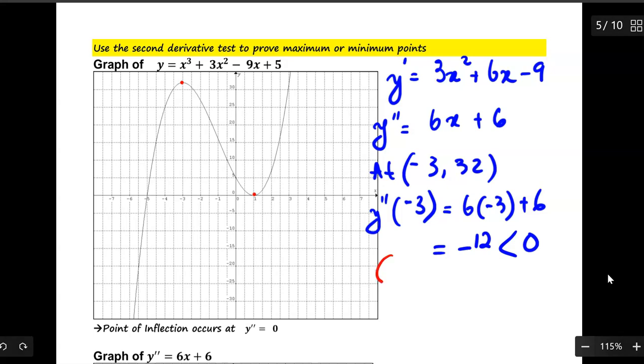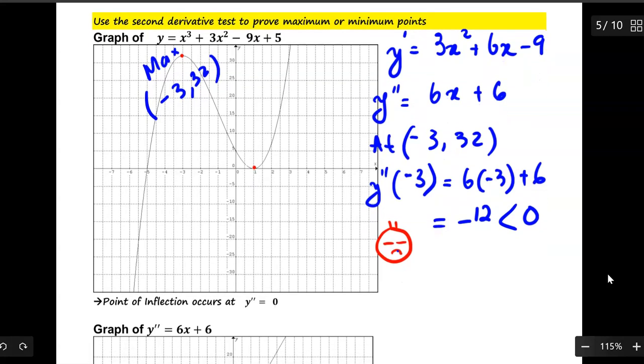What does that mean? Draw this face, a very sad one, second derivative. So this is my maximum point. So right here is the max. It occurs at -3 and 32. Okay, so obviously the other one is a minimum point, but we still have to apply our derivative test.